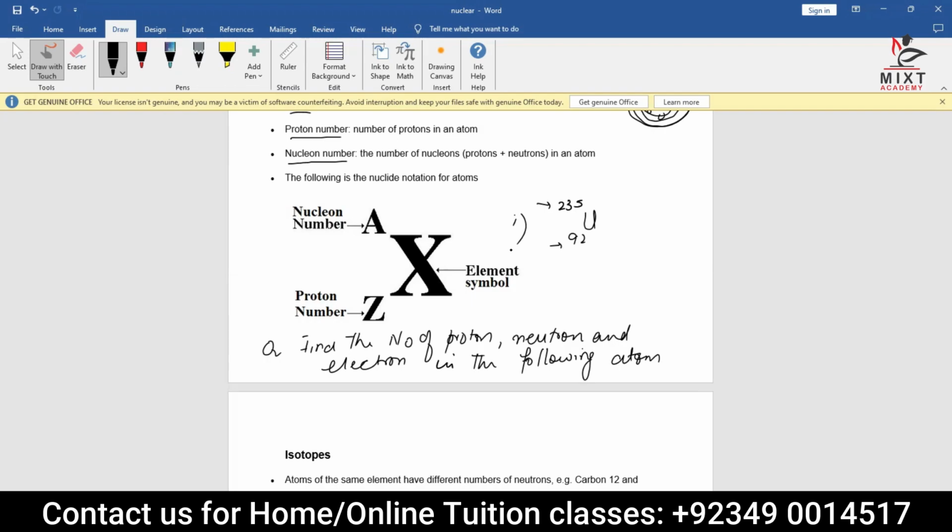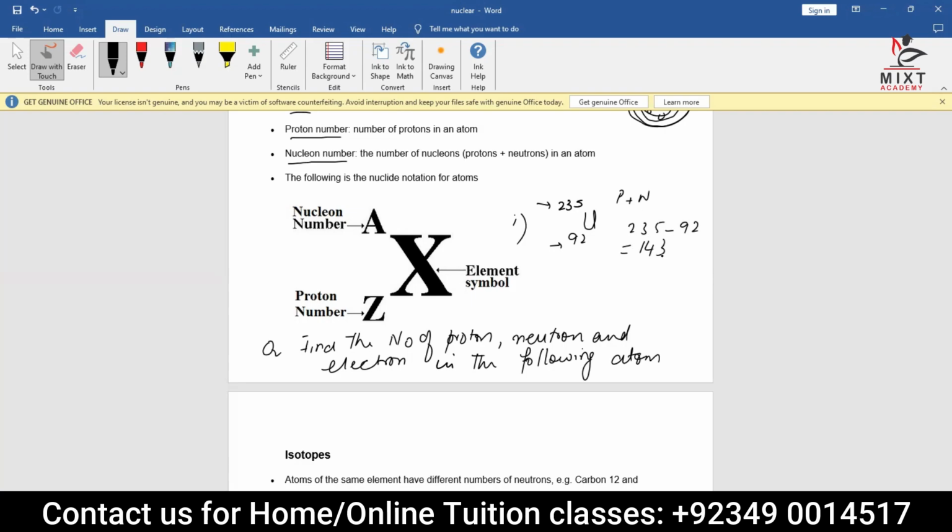But neutron will be 235 minus 92, because you will subtract number of protons out of 235, because 235 means number of protons plus number of neutrons. So you subtract it, 235 minus 92 will be how much? 143. So your number of neutrons will be 143.